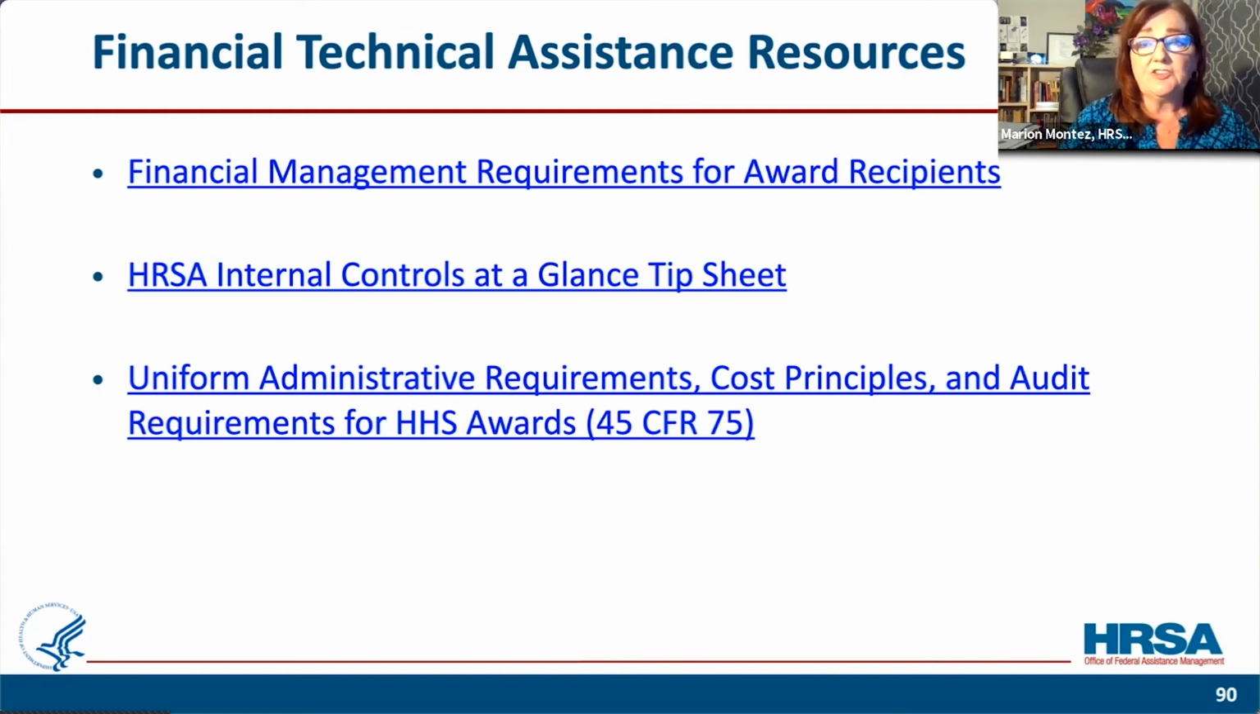So the first one, the Financial Management Requirements for Award Recipients document, is the one we just discussed on the last couple of slides. It's an 8-page document, and it simply outlines briefly and clearly what a HRSA recipient needs to have fully addressed in their policies and procedures in those 18 management control areas. And my favorite way to use it is just as a checklist to run through those 18 areas.